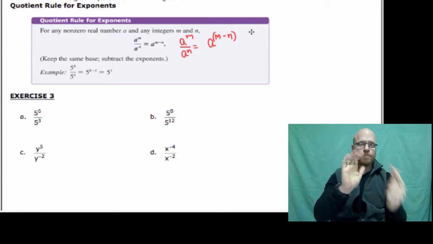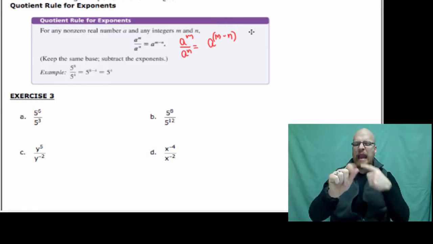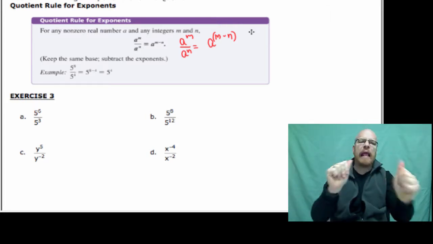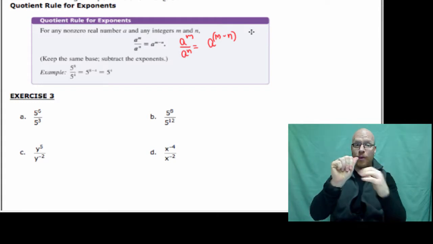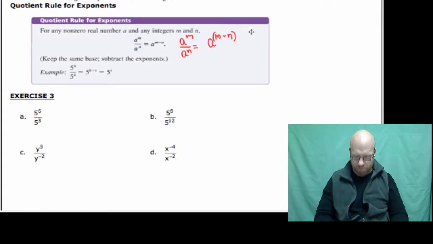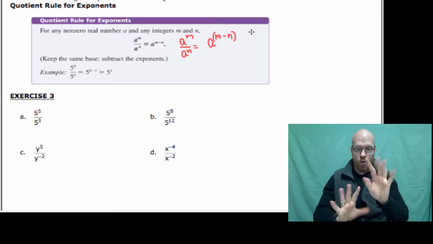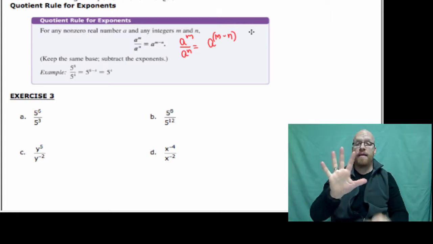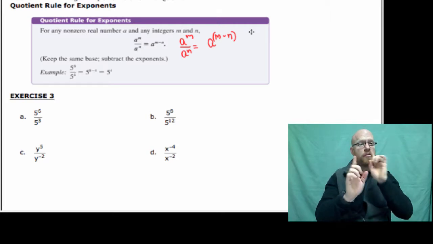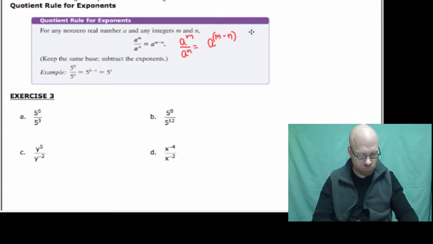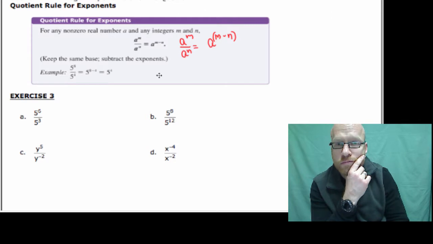Now, again, a cannot be equal to 0. We can have negative bases or positive bases, fine, but a cannot be equal to 0. These are examples. We have 5 to the 8 over 5 to the 4. Now we subtract 4 from 8, so it's 5 to the 8 minus 4, and the answer is 5 to the 4th.